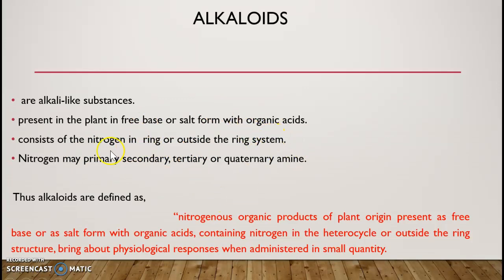quaternary amine. Based on these, we can now define alkaloids as nitrogenous organic products of plant origin, present as free base or as a salt form with organic acids, containing nitrogen in the heterocyclic ring or outside the ring structure, which bring about physiological responses in human beings when administered in small quantity.